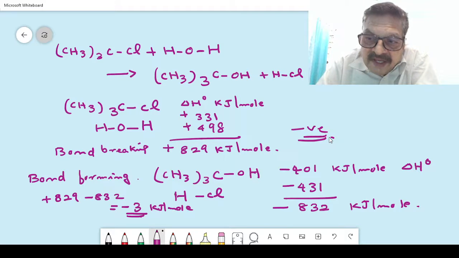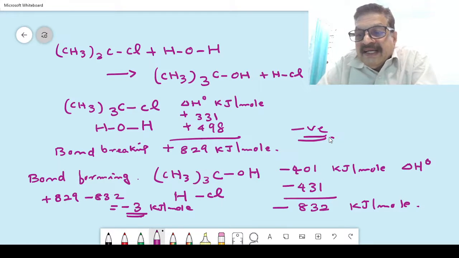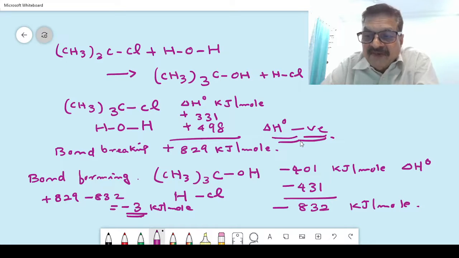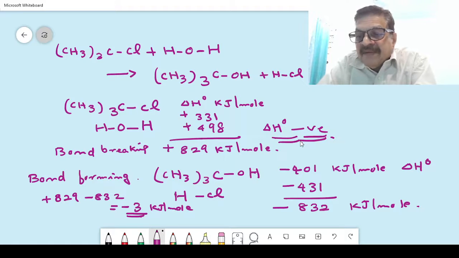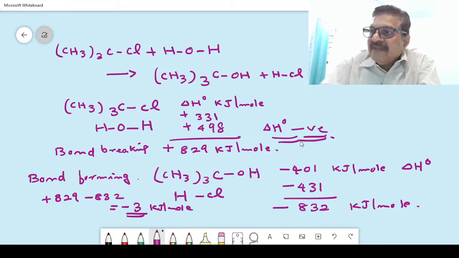The bonds broken in the starting materials are weaker bonds. That is why energy is released here, and delta H is negative. A negative value means the reaction is exothermic. So how will you relate it with the bond strength? The bonds broken in the starting material are weaker compared to the bonds formed in the products. That is why the delta H is negative, the reaction is exothermic and energy is released. This is the way you should compare the energy released in reactions.